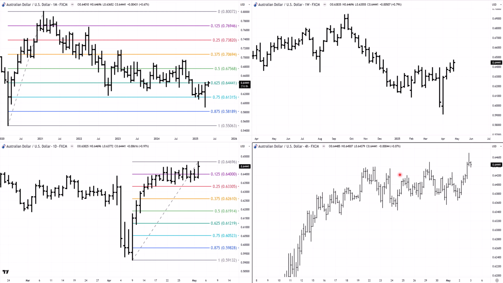So here are the Aussie dollar charts. Looking at the monthly chart over here, you can see a very strong month of April, where we did run down into our 9 April low, and we've had a very strong run up since then. We recovered the 62.5% retracement of our 2020 to 2021 range, and we're just hovering around there at the moment.